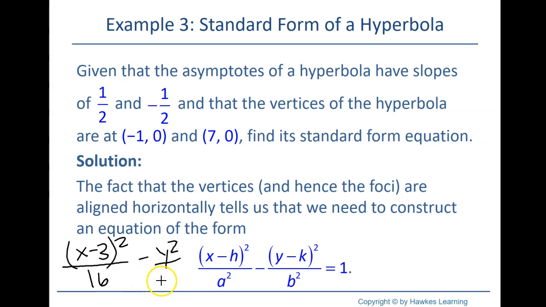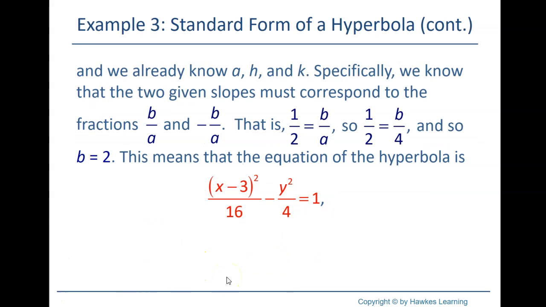All right, and then what did we just say about a and b? The slopes of these things are b to a, b over a is equal to, that's a 4 to a half, right? So what number do I need to put up here for it to reduce to a half? Well, I need a 2, right? So b is equal to 2, a equals 4, and this is b squared, so that's going to be a 4. So we're going to have a 16 on the bottom of the x minus 3, and a 4 on the bottom of y minus 0. And again, it's equal to 1, so equals 1. And there is our equation.